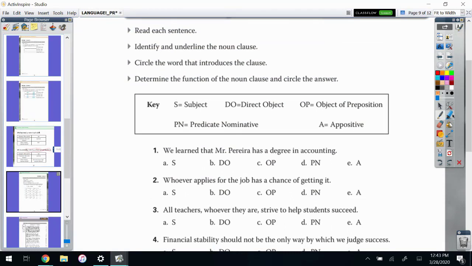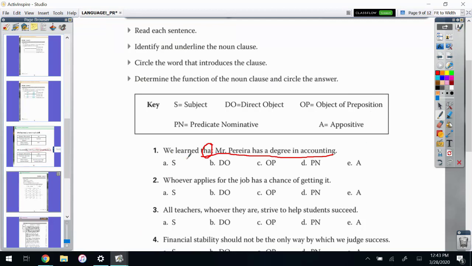Let's look on page 121 in your interactive textbook. Read each sentence, identify and underline the noun clause, circle the word that introduces the clause, determine the function of the noun clause, and circle the answer. Number 1, we learned that Mr. Perea has a degree in accounting. Identify and underline the noun clause. Okay, we learned that Mr. Perea has a degree in accounting. Circle the word that introduces the clause, that, and determine the function of the noun clause and circle the answer.